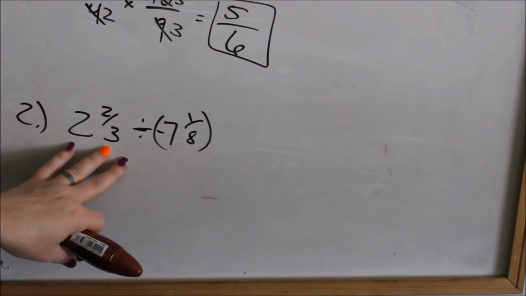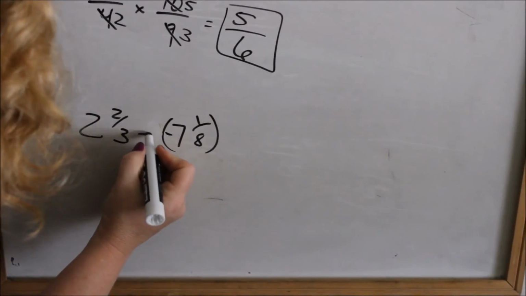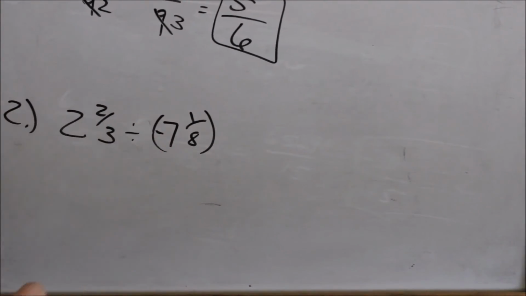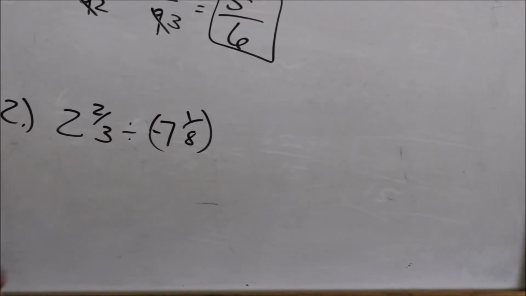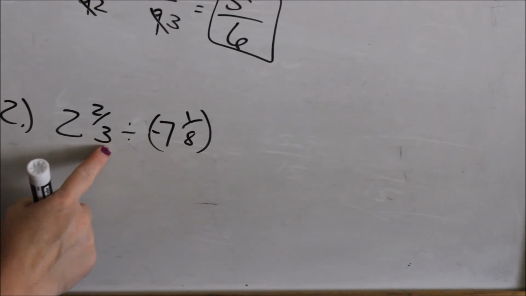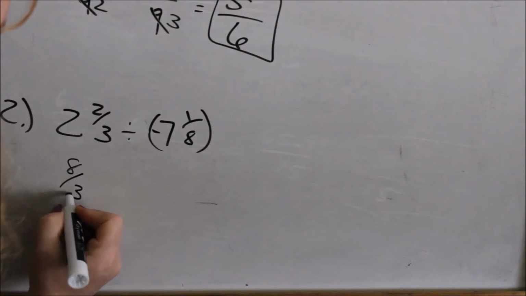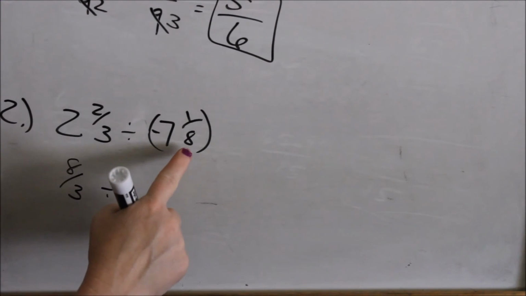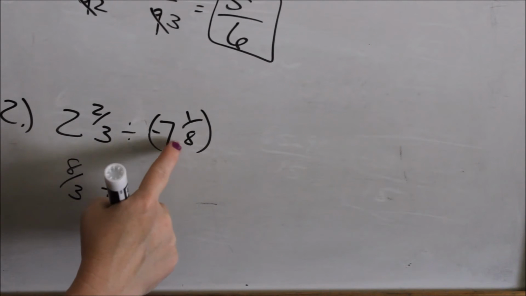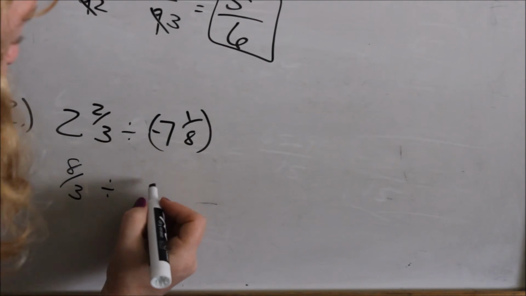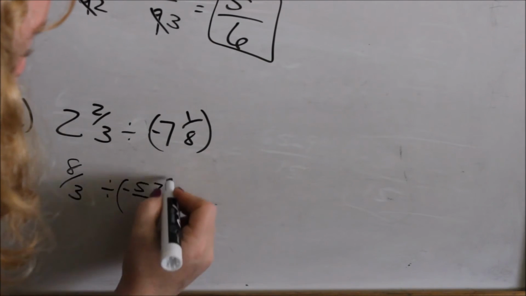Okay, now let's divide with mixed numbers. I have 2 2/3 divided by a negative 7 1/8. My recommendation is the first thing, change these into an improper fraction. 3 times 2 is 6, plus 2 is 8, so that becomes 8/3. Divided by, remember, ignore the negative while you're changing it into an improper fraction. 8 times 7, 56, plus 1, 57 over 8. And that's a negative number.